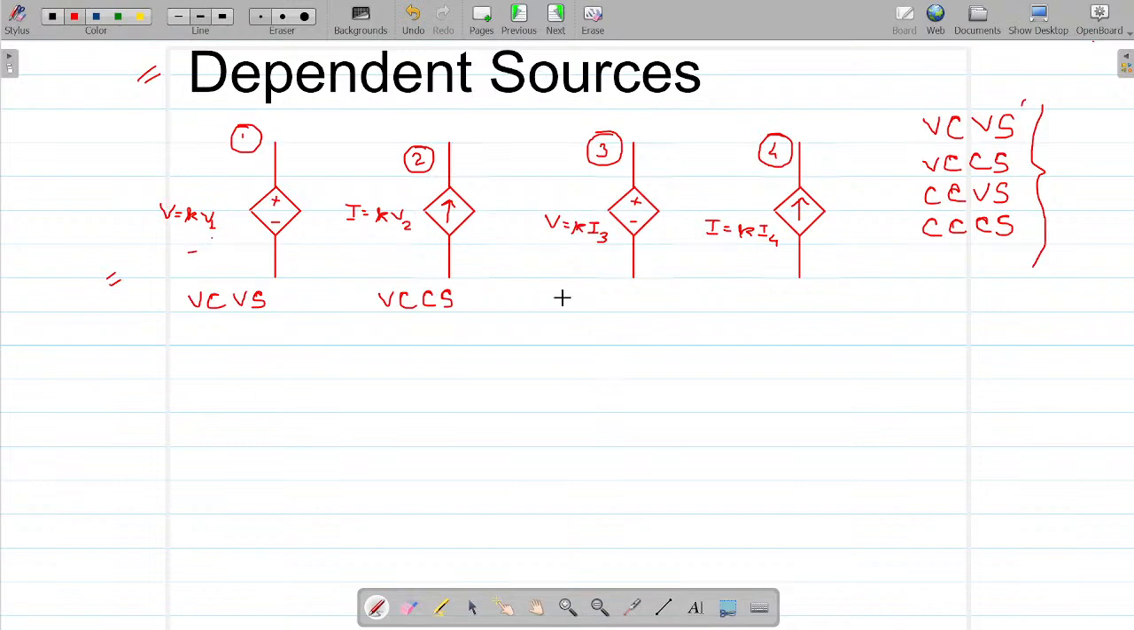Similarly, what would this be? It is a current controlled voltage source. This one is a current controlled current source. It is a current source as the figure shows. It is current controlled because the current I in this source is dependent on another current I4, and hence it is current controlled. Here it is a current controlled voltage source. Why? Because this is a voltage source and the voltage V is dependent on some value of current I. Is it clear?